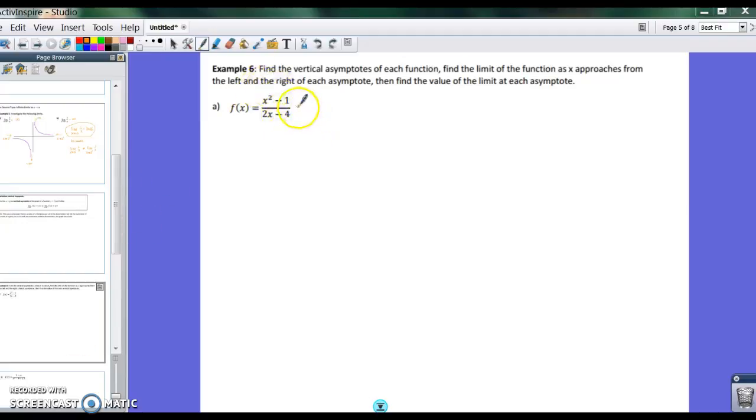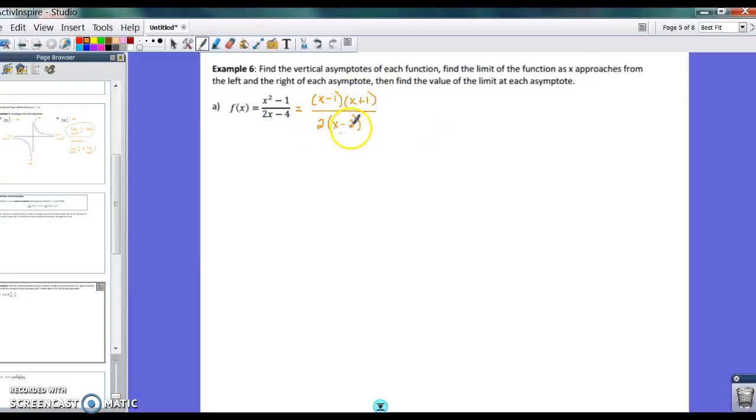Okay, so we'll look at this first one. If we were to go ahead and factor it out first, because if we can cancel any factors, that's going to reduce the number of vertical asymptotes we would have. So first thing I want to do is factor this. If I factor the top, I have x minus 1 times x plus 1. And if I factor the bottom, I have 2 times x minus 2.